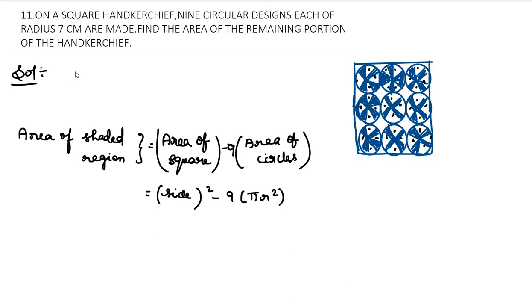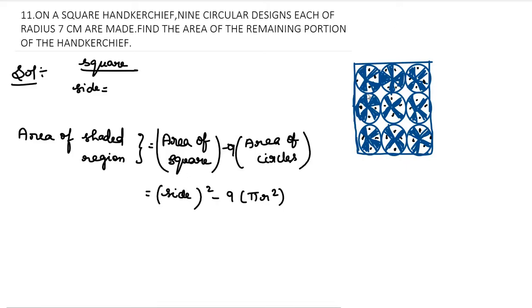And let us find the side of a square. What is the side of a square here? See, here we have the diameter, right? The radius is 7, then the diameter becomes 14. So 14, 14, 14. So 3 times 14. So what will you be getting? 42 centimeter.